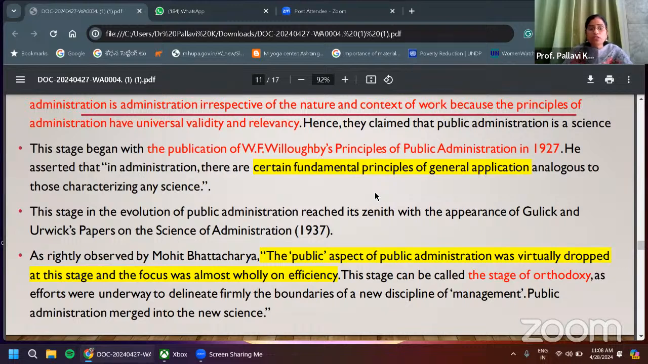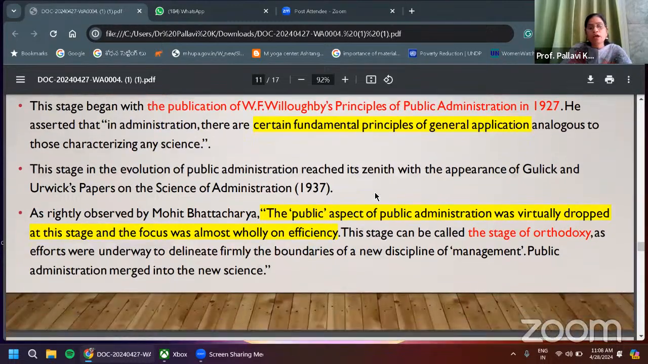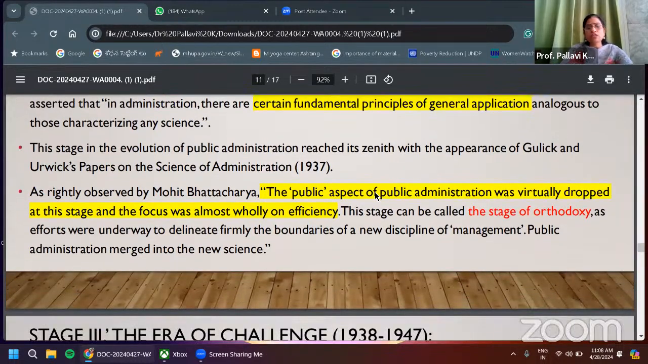That means it is uniform. So what they say is, even the principles of public administration, whether it is planning, organization, staffing, or coordination, all this unity of command, hierarchy, these are the different principles of public administration, and they can be applicable to any organization, is their assertion. And the stage of public administration, the stage in the evolution of public administration, the principles of public administration was more in detail.